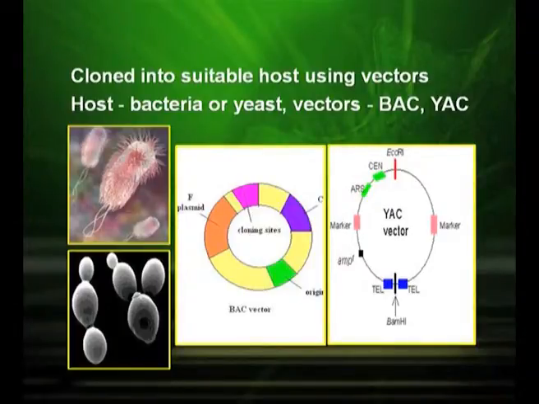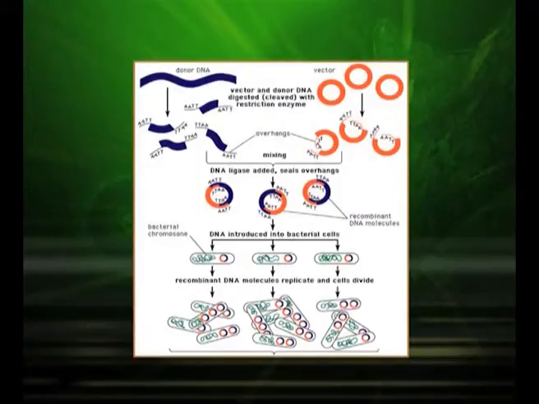The hosts generally used are bacteria or yeast, and the vectors used to carry the genome are BAC, that is bacterial artificial chromosome, or YAC, yeast artificial chromosome. If you look at the picture, it shows E. coli and yeast and the BAC and YAC vectors. The next diagram clearly indicates how the DNA is cloned.